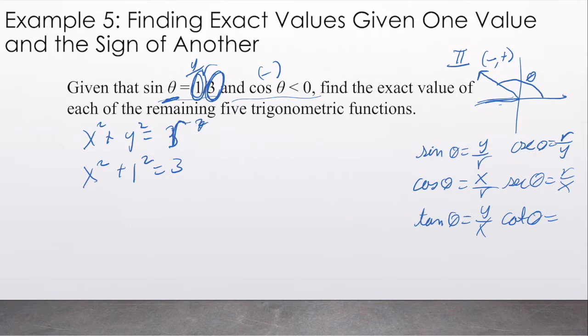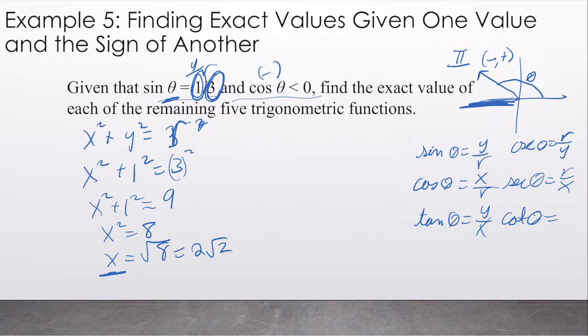So then we've got 3 squared. So I have x squared plus 1 squared equals 9. So I have x squared equals 8. So I have x equals the square root of 8, which would be 2 square root of 2. But the issue is x has to be negative because we're in quadrant 2. So it's negative 2 square root of 2. Now I know my x and I know my y, and I can use that to find our remaining values.